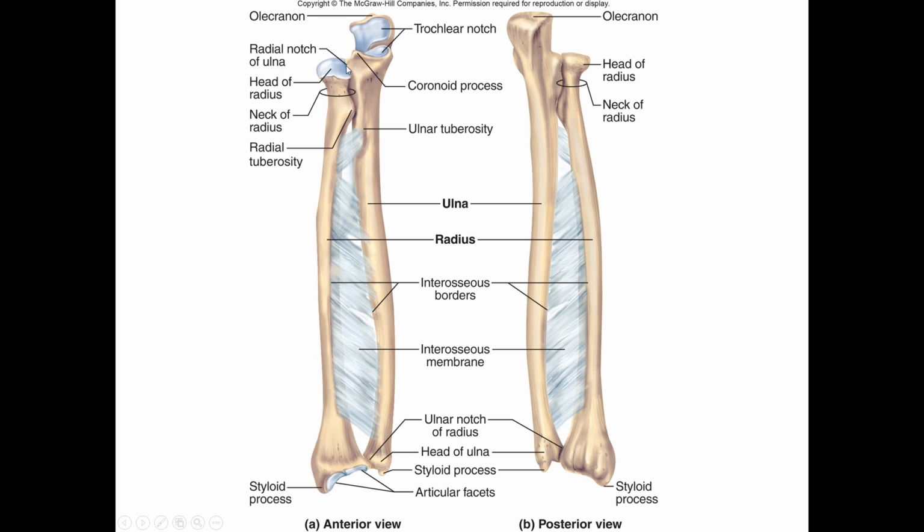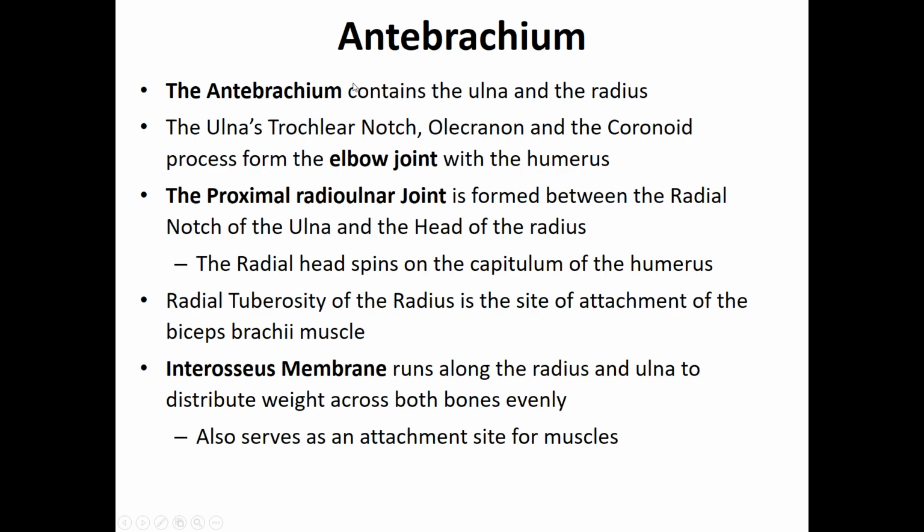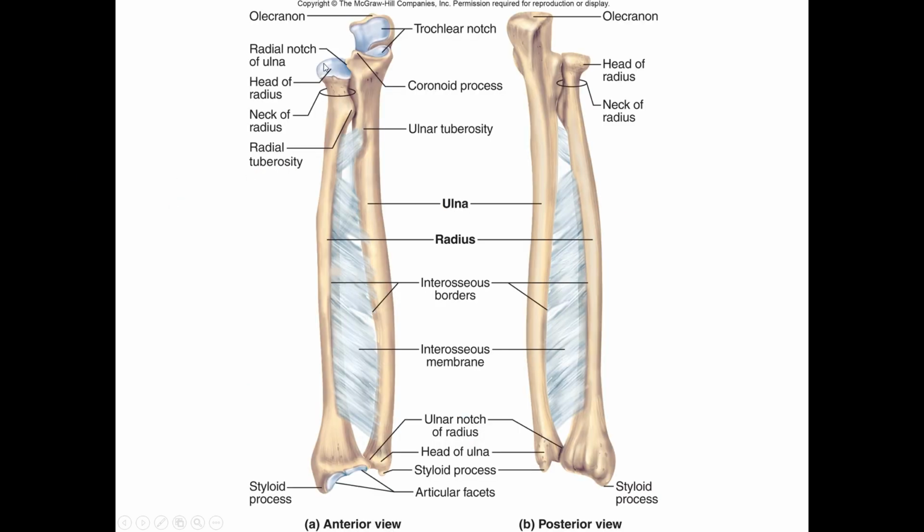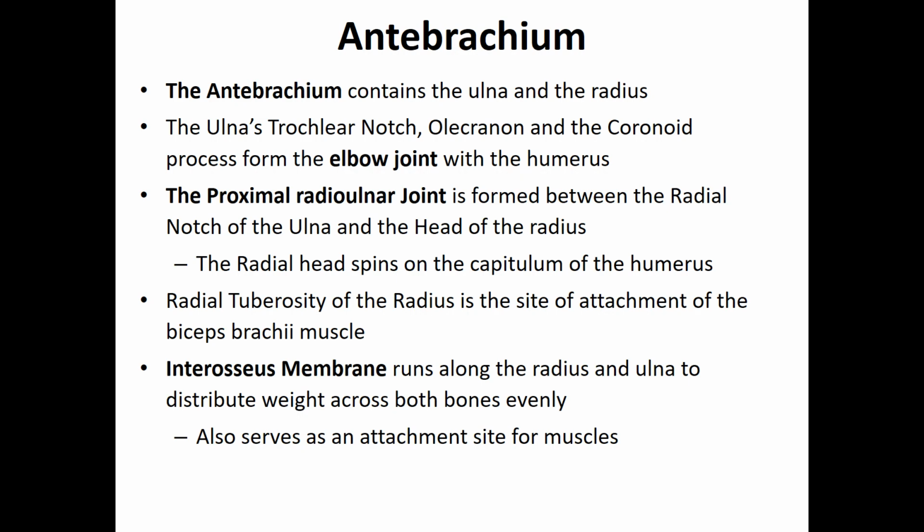As you look at the radius, it has a rounded head, and it fits right into the radial notch of the ulna. And that's going to form the proximal radio-ulnar joint. So you have the elbow joint between the ulna and the humerus, and this proximal radio-ulnar joint between the radius and the ulna. The round head of the radius has the ability to rotate back and forth, and this is going to produce supination and pronation as you rotate your palms up and down.